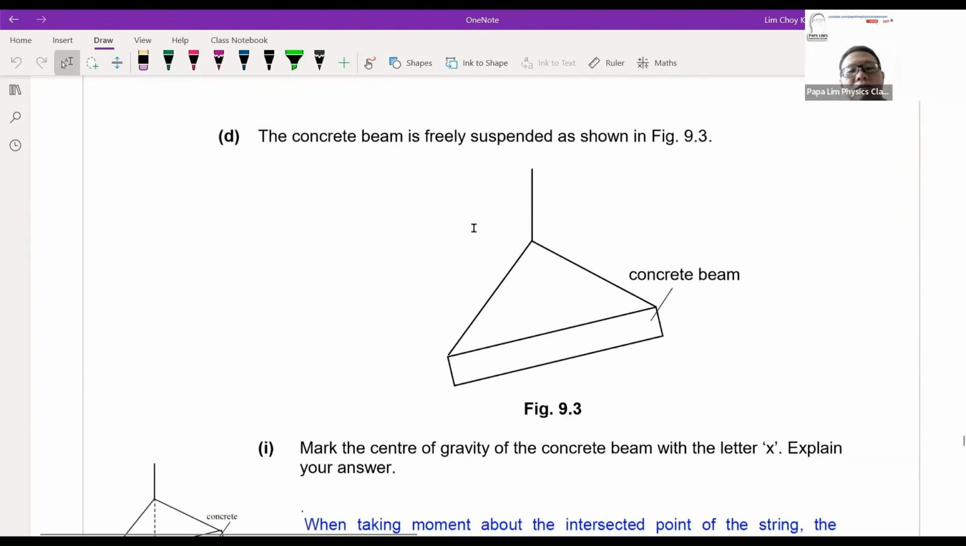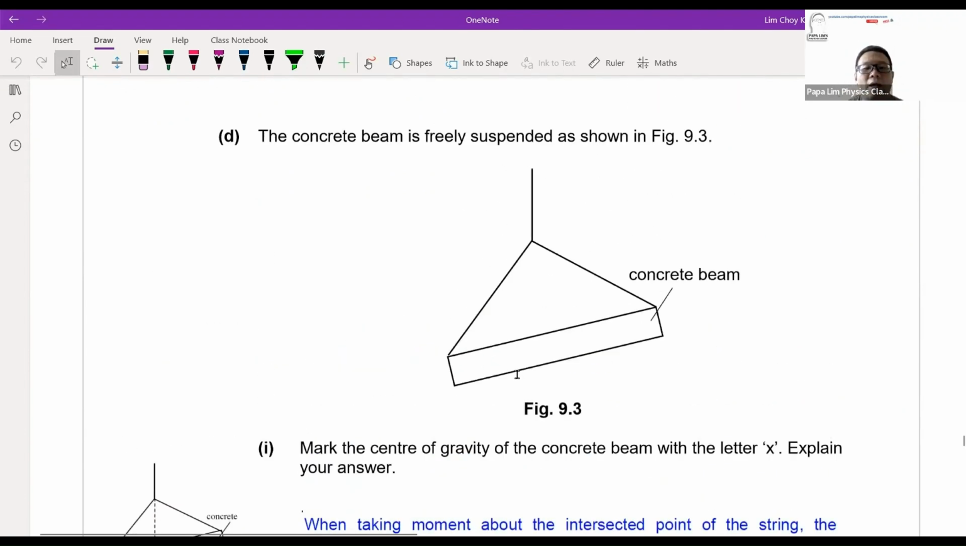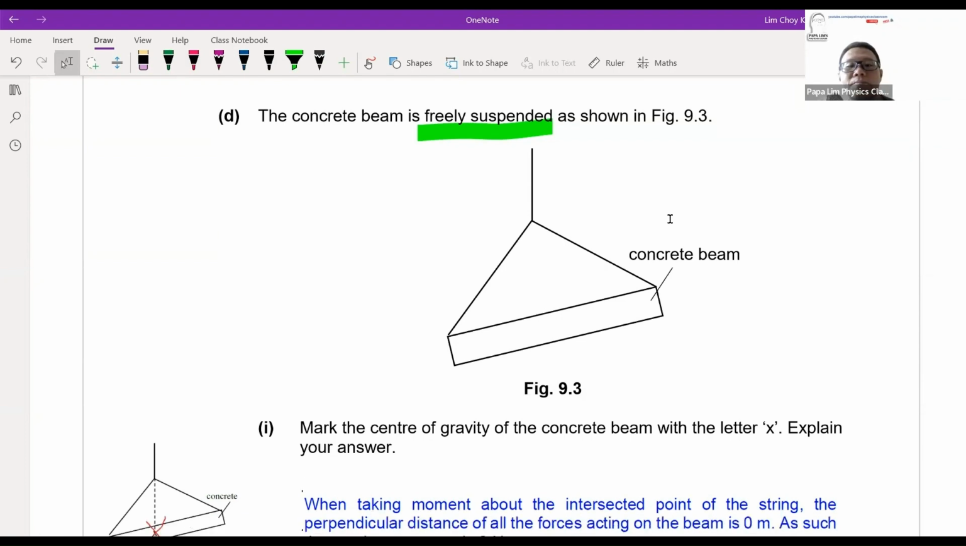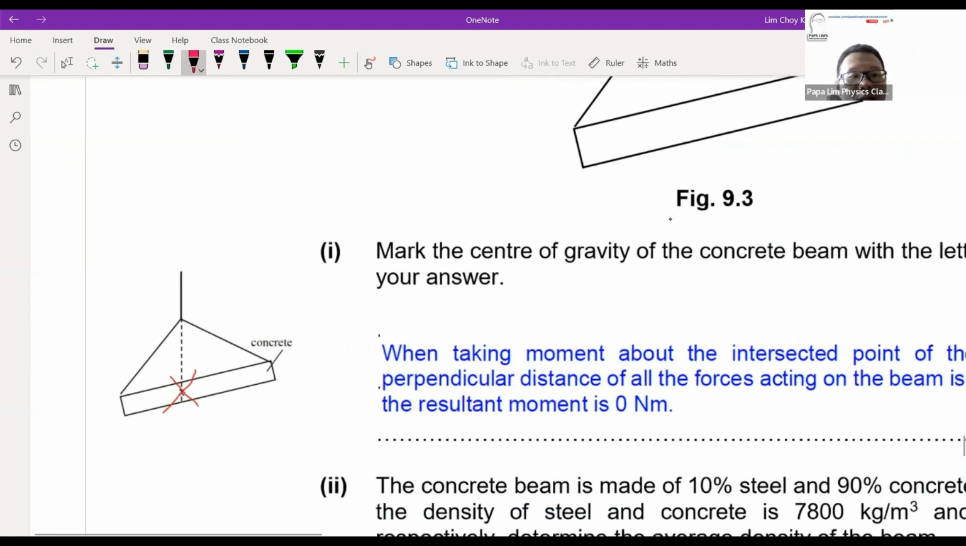Now question D is another story altogether. Here you have the freely suspended concrete beam, and you have to be careful. Freely suspended gives us the hint that the concrete beam is in equilibrium. It's stable in this sense, so there isn't any rocking or turning effect, and when there isn't any turning effect, the moments will be zero. So when the moment is zero, the weight of the concrete beam will be directly below the pivoting point.